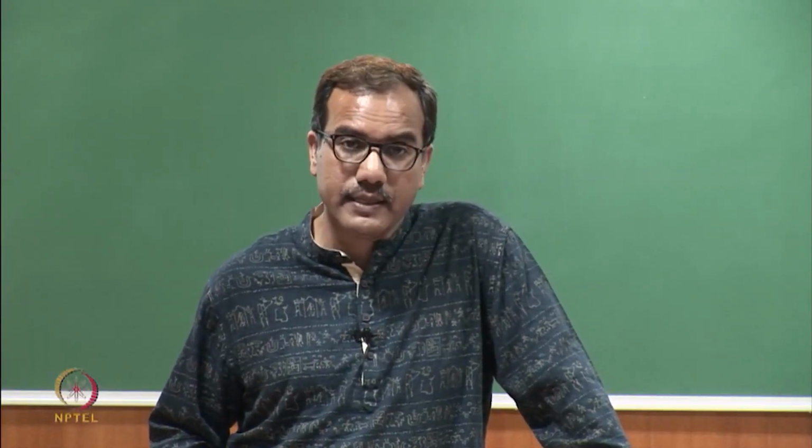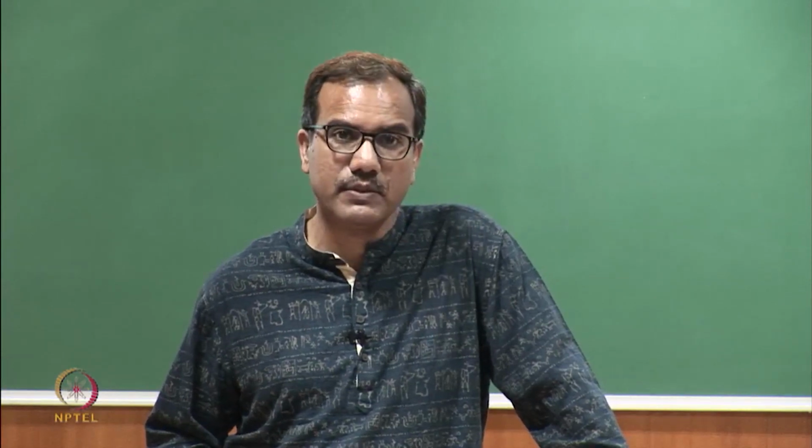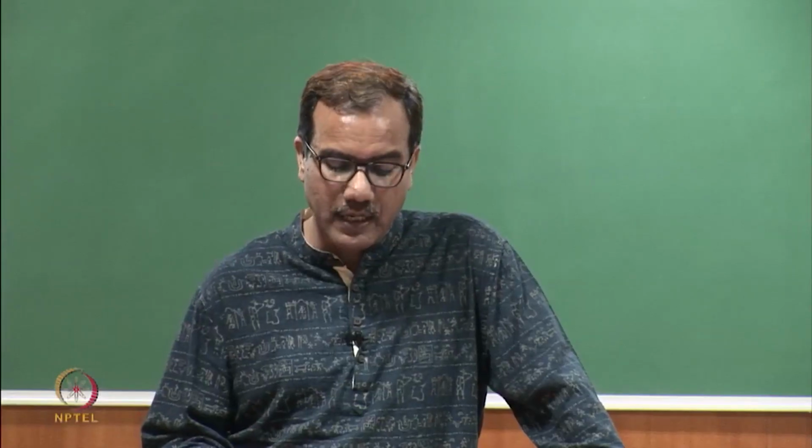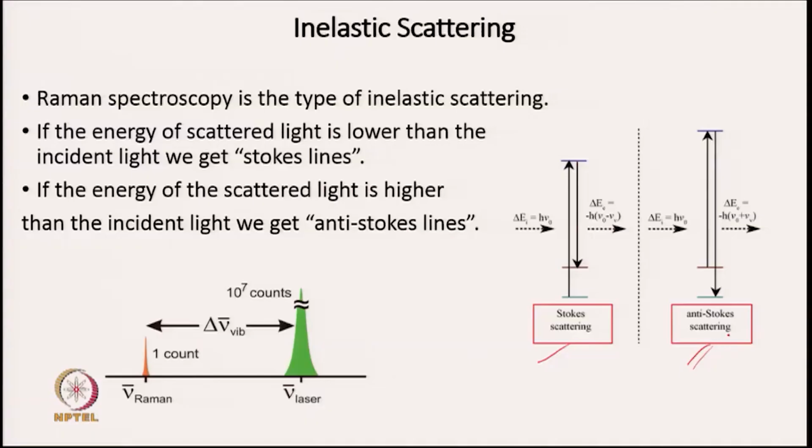In inelastic scattering, the most important one is Raman spectroscopy. It is a type of inelastic scattering. If the energy of the scattered light is lower than the incident light, we get Stokes lines. So, there are two different kinds of scattering in Raman spectroscopy: one is Stokes scattering and another is anti-Stokes scattering. In anti-Stokes scattering your lambda is going to be lower, whereas in Stokes scattering your lambda is going to be higher. So, what we generally calculate is the difference between your peak and the laser peak.